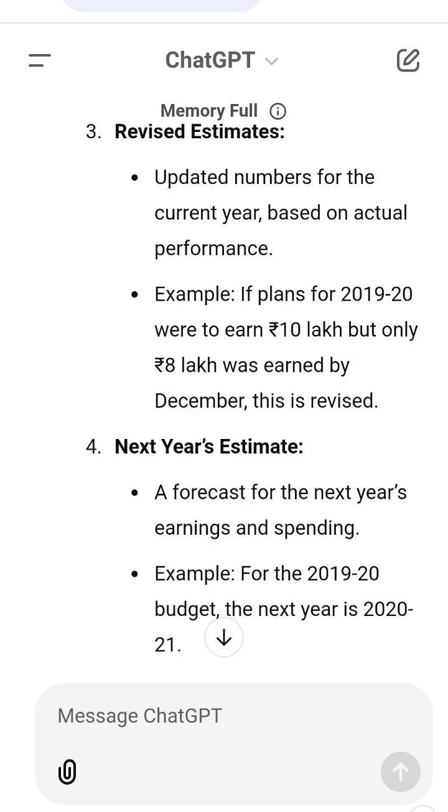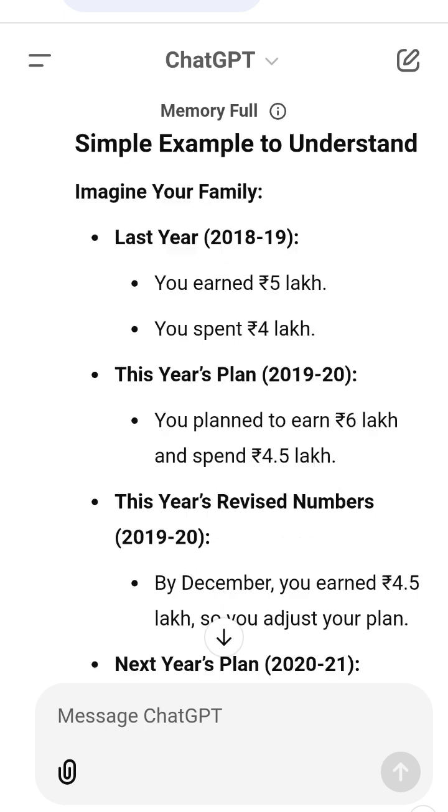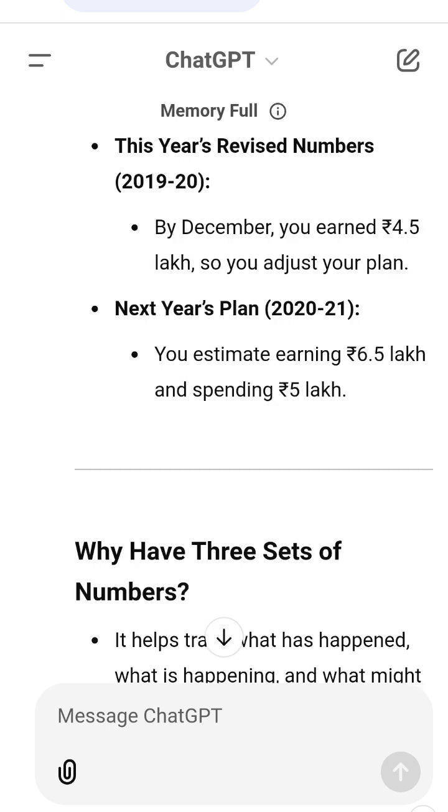Why have 3 sets of numbers? It helps track what has happened, what is happening, and what might happen. This way, the government can adjust its plans to manage money better.